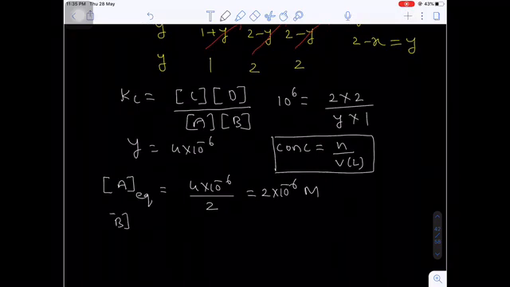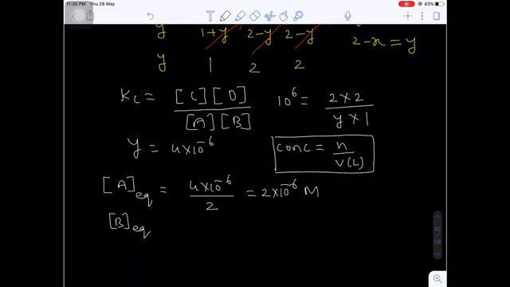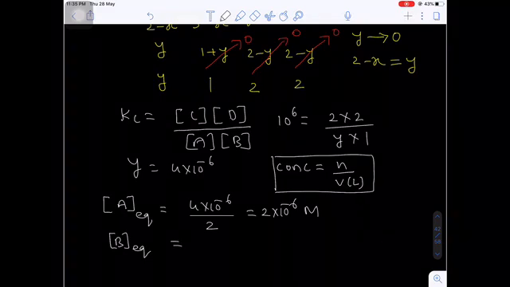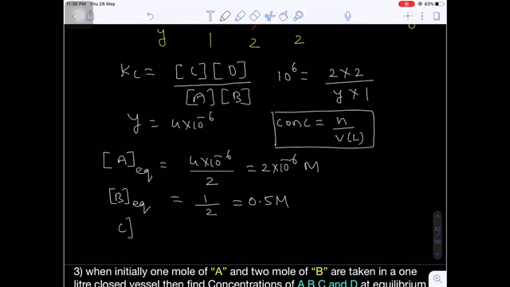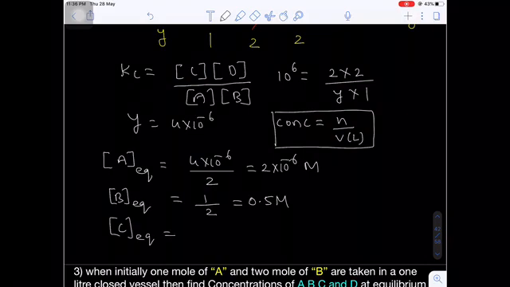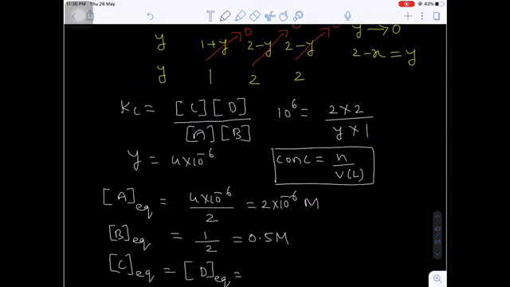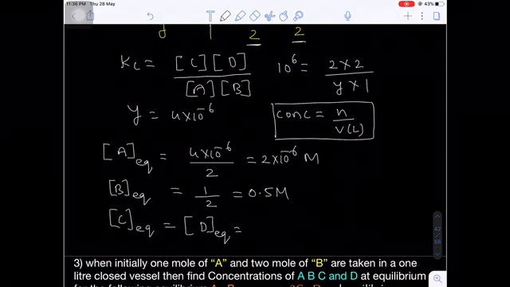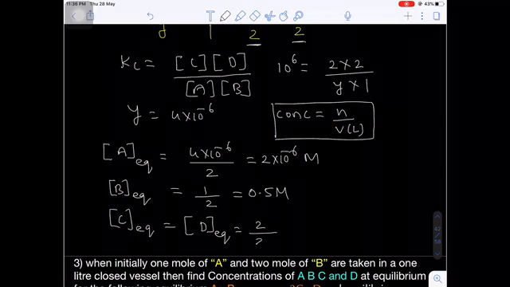Now what is the concentration of B at equilibrium? It is 1 mole divided by the container volume of 2 liters, that is 0.5 moles per liter. Now the concentrations of C and D at equilibrium: both have 2 moles each. 2 divided by the container volume of 2 liters, so 1 mole per liter. So these are the equilibrium concentrations.